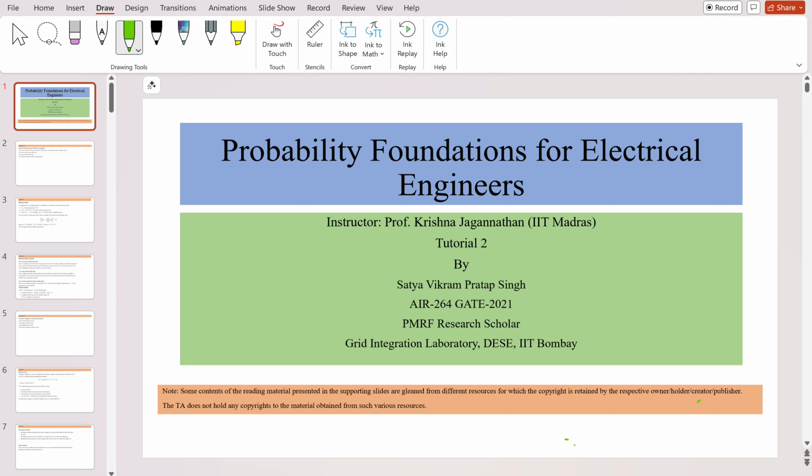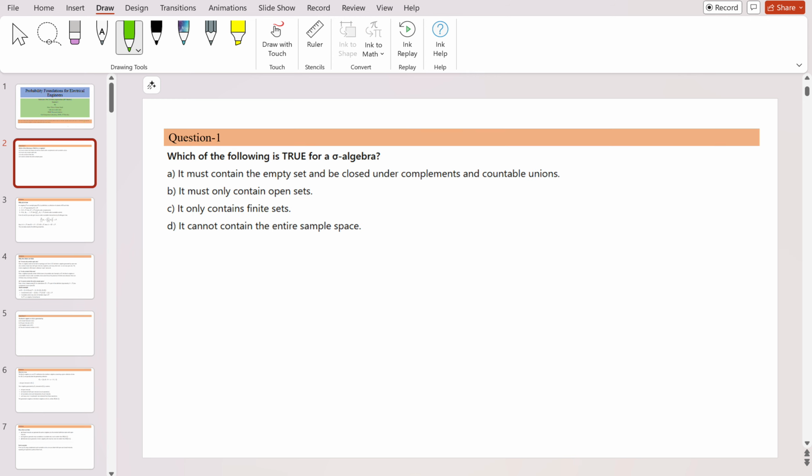Without wasting time, let's start with the first problem. Here it is, the first problem. Try to solve this. After that, we will see how to give the solution for this and approach the problem. Try to solve this.